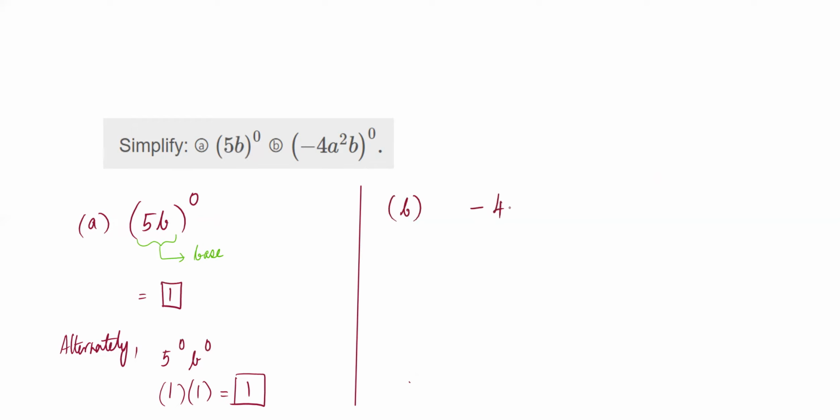So let's try this one. Negative 4a squared b, the whole power 0. What is your base? The whole thing is your base. So no worries. Any base power 0 is 1. And that will be your argument.